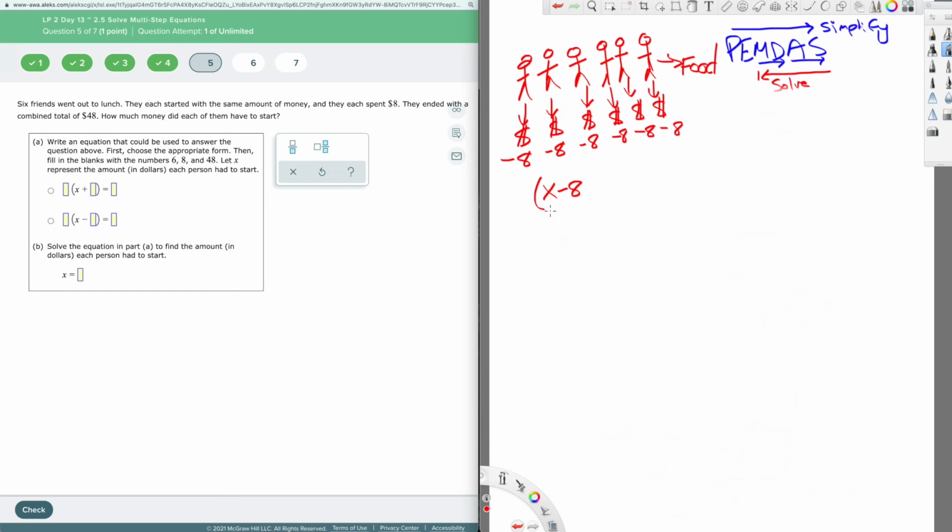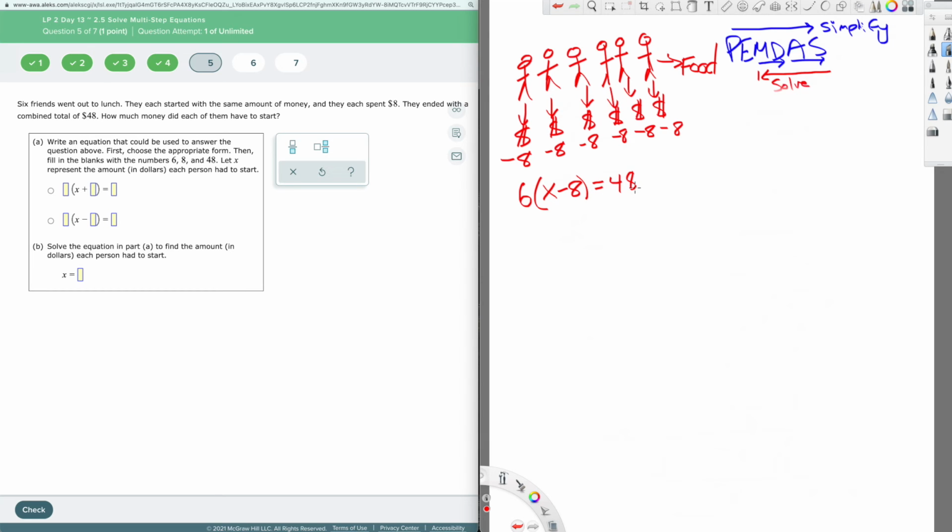And then we're just going to look at how many friends we have here. 1, 2, 3, 4, 5, 6. So they all did exactly the same thing. Maybe they all ordered the same food. We don't know necessarily why they all spent exactly the same, and they all started with the exact same amount. It's not a terribly probable question as far as the real world, but it's the idea of being able to apply this to a situation. So if we know that 6 friends had X amount of money and spent $8, and they totaled 48, that's how much they had left over.